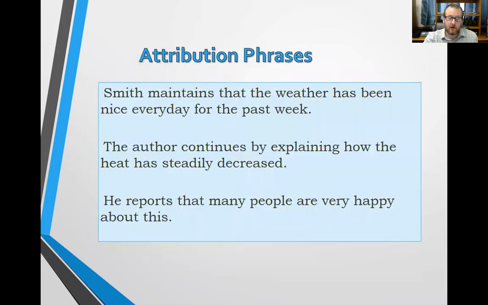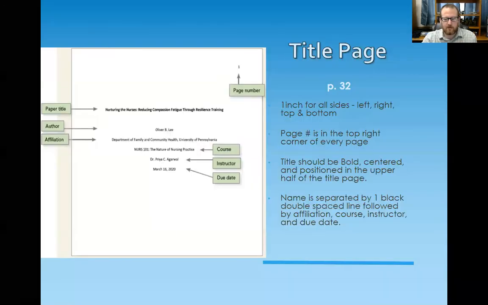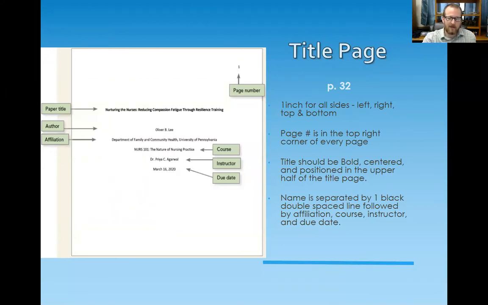Now, if you're continuing to talk about the same source beyond just when you're citing it, and you haven't interjected a new citation, you can continue talking about it, and you want to do things like attribution phrases, right? So if you've already cited it in the previous sentence, but you're continuing to discuss it, this is where you'd use an attribution phrase.